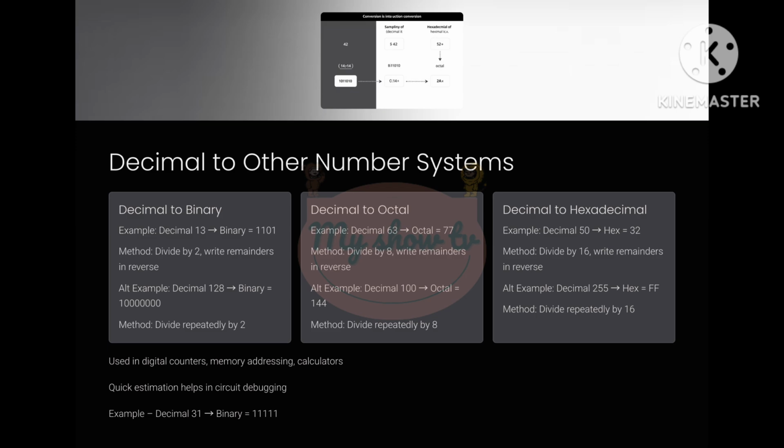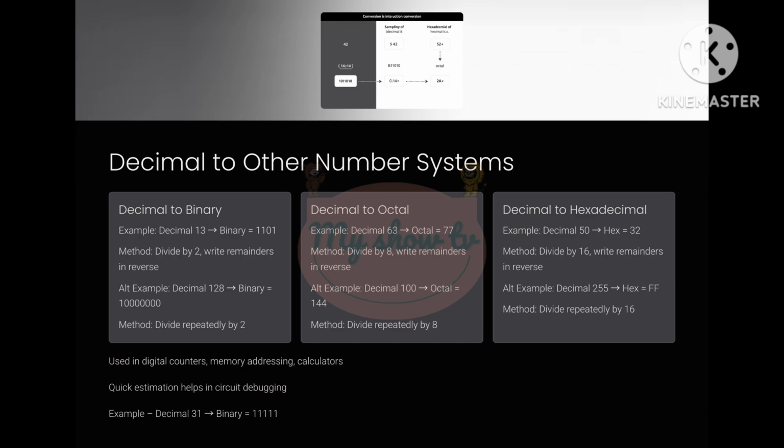For decimal to octal, we divide the number by 8 and reverse the remainders. Example: decimal 25 → octal equals 31. For decimal to hexadecimal, divide by 16 and reverse the remainders. Example: decimal 25 → hexadecimal equals 19. Each step of division changes the number into the new base. The final result is formed by grouping the remainders in the correct order.